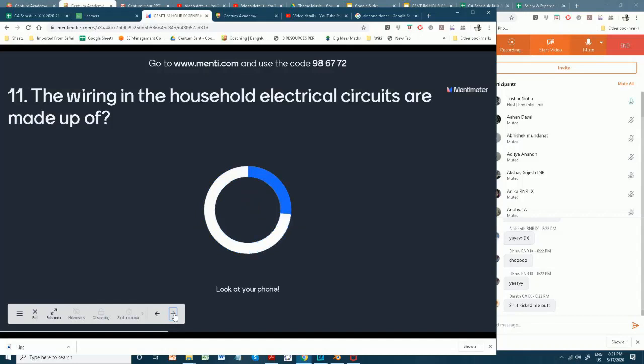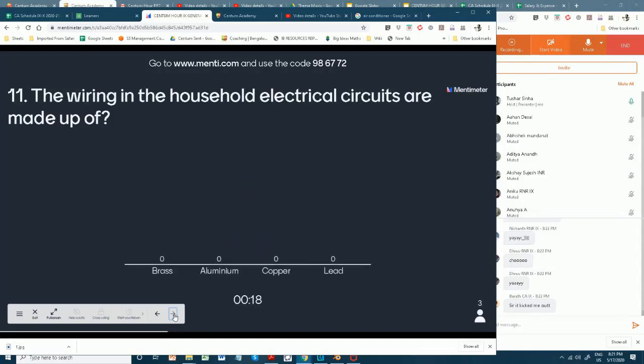Wiring in household electrical circuits is made up of. It should be easy.